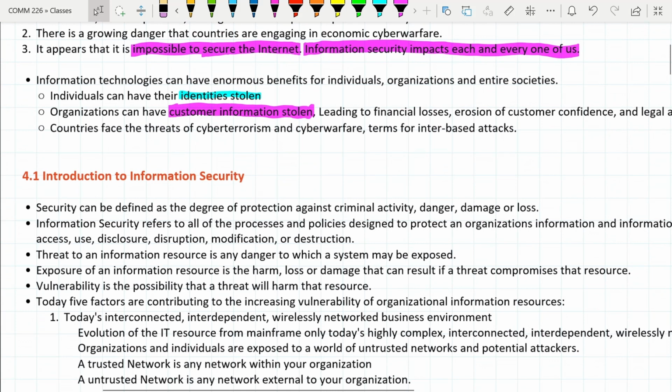So 4.1, Introduction to Information Security. Security can be defined as the degree of protection against criminal activity, danger, damage, or loss. So here I'll highlight that.